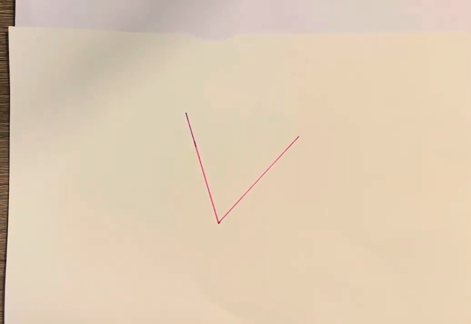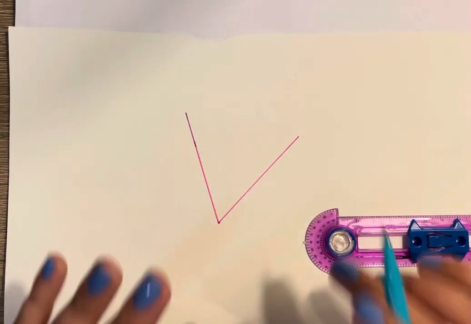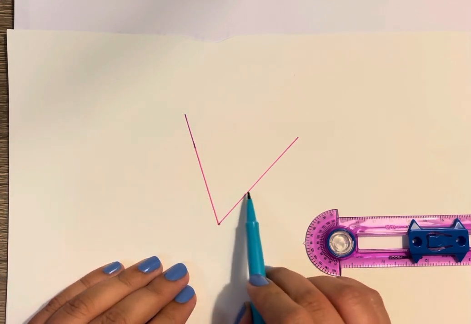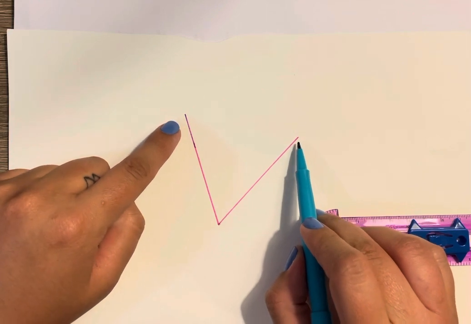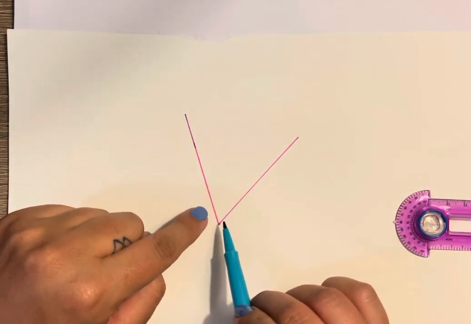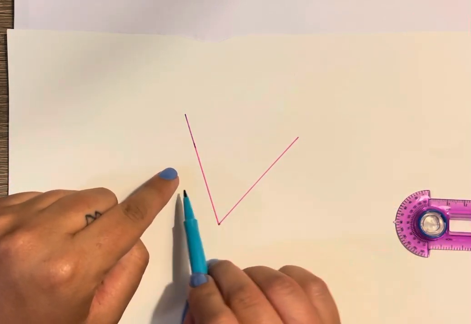But to do that, I need to create some arcs. So first thing I'm going to do is create an arc here that's not all the way at the end of these segments. It's closer to the vertex. So I'm just going to create an arc here.